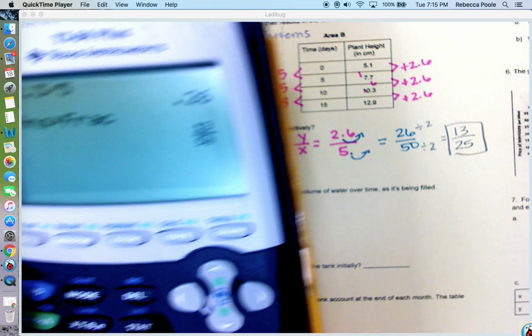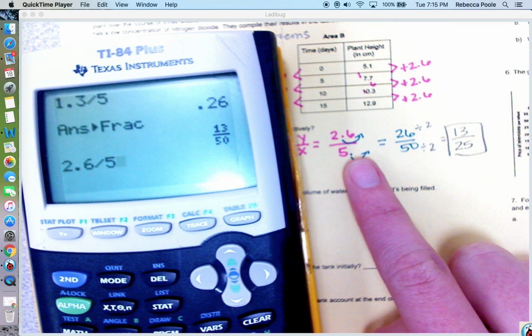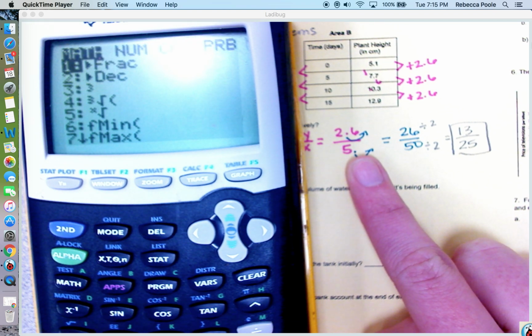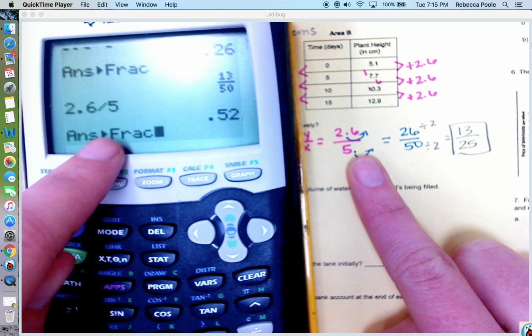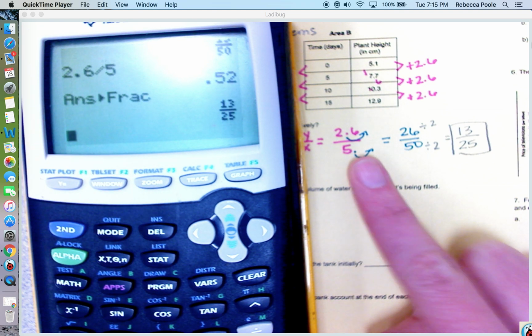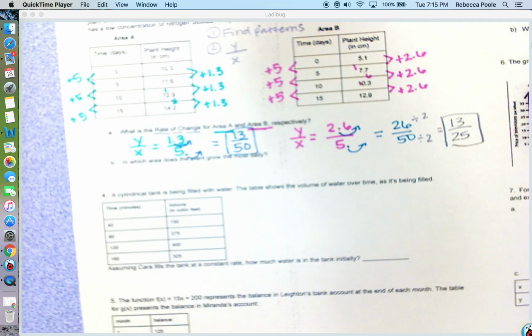Okay? Same thing for area B, the pink area. If I do 2.6 divided by 5, because that's what we had right here, right? And I hit math, fraction, because I want it to change it to a fraction. Yes, answer to a fraction. Yes, I'm going to hit enter again. It'll give you 13 over 25. So don't be afraid to use your calculator on your test, okay?